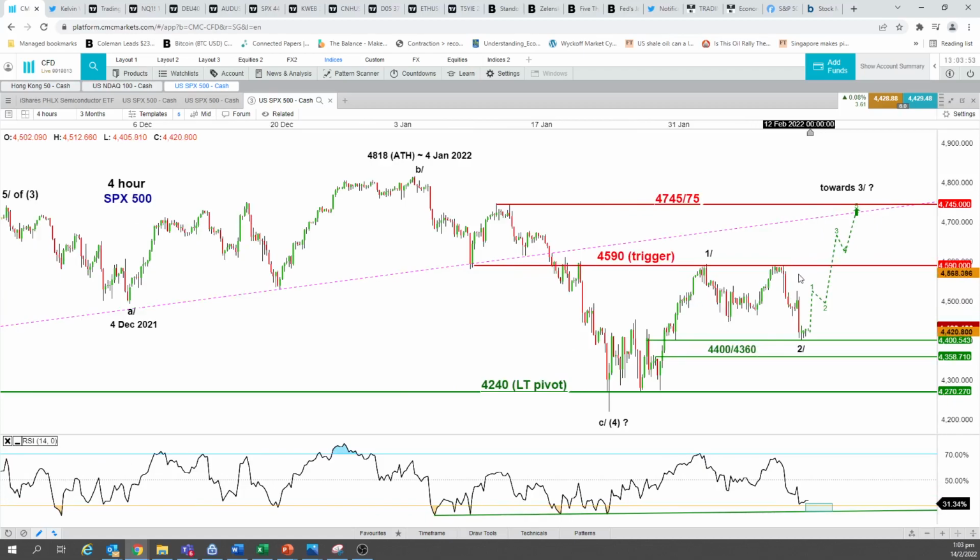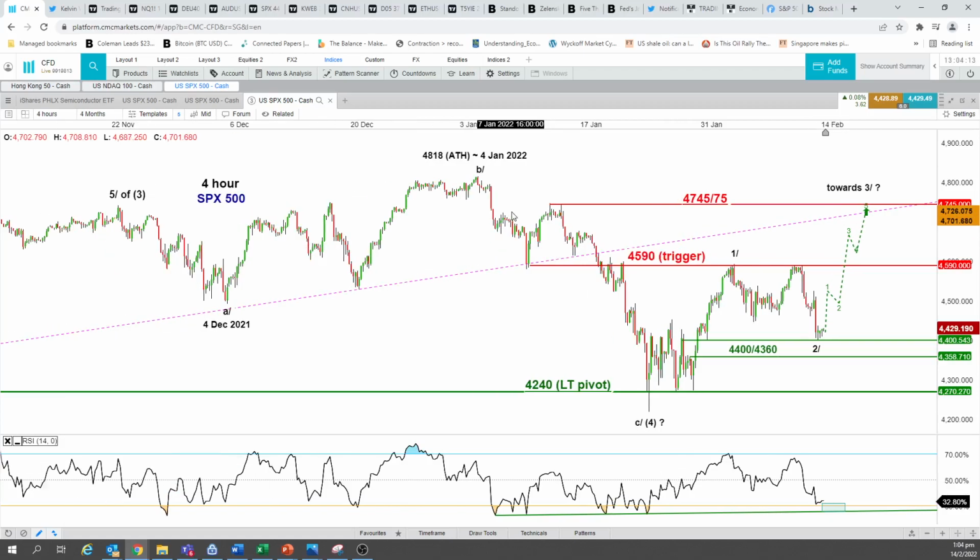If you have a 4-hour close above 45.90, it will increase the odds of actually making a further higher high to test the next resistance at 47.45/75, which is the upper boundary, pardon me, the swing high area of 12th of Jan, 13th of Jan and 14th of Jan.